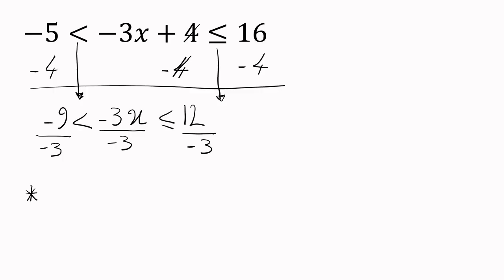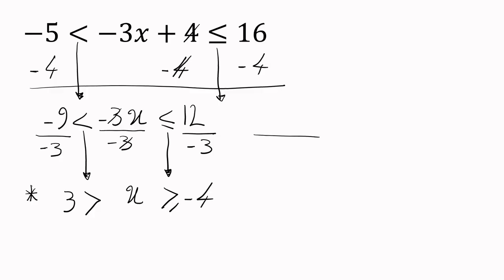What is that point? Whenever you are dividing by a negative number or multiplying by a negative number, you must change the direction of inequality. So this one would turn to this, and this is going to turn to this. I change the direction of inequality because I'm multiplying by a negative number. So this is going to be x, minus 9 divided by minus 3 would be 3. And 12 divided by minus 3 would be minus 4.